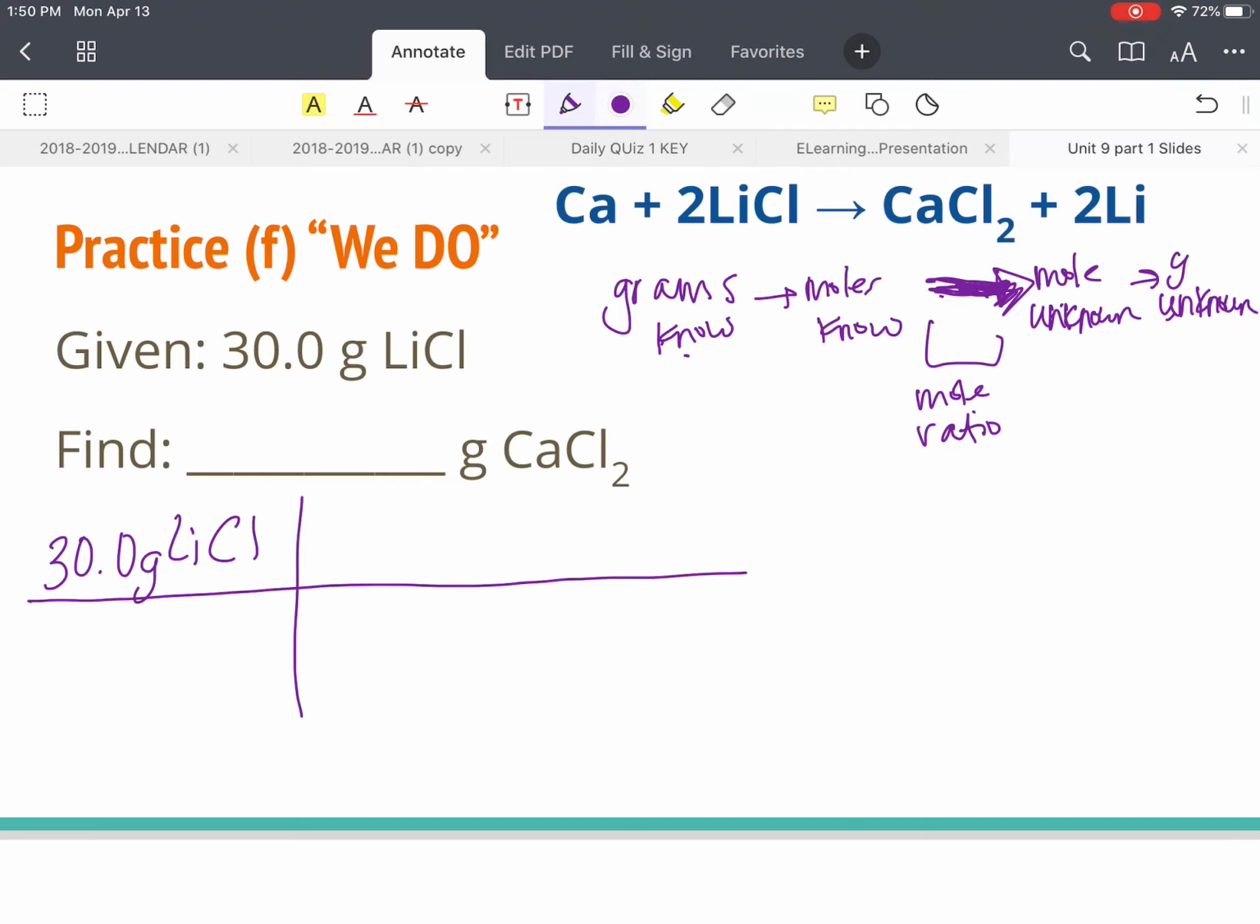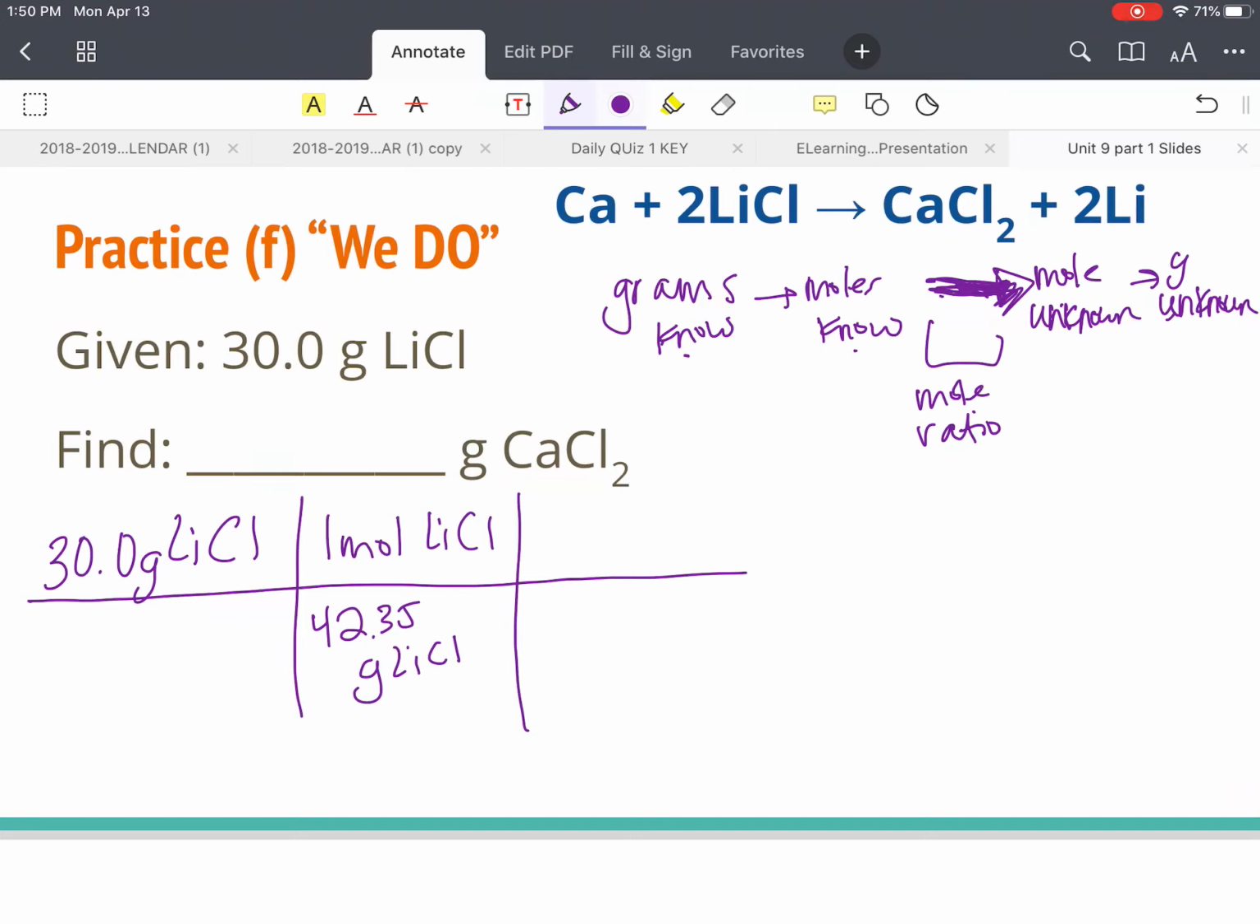So if I have grams of my known, I'm going to go to moles of my known, and I'm going to use my molar mass. So this is the one that we just did. So it's 6.9 plus 35.45, which is 42.35 grams lithium chloride. Okay, remember my grams is always equal to 1 mole. Don't let that get confusing.